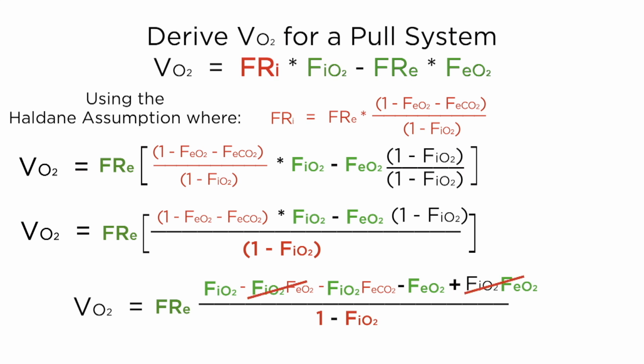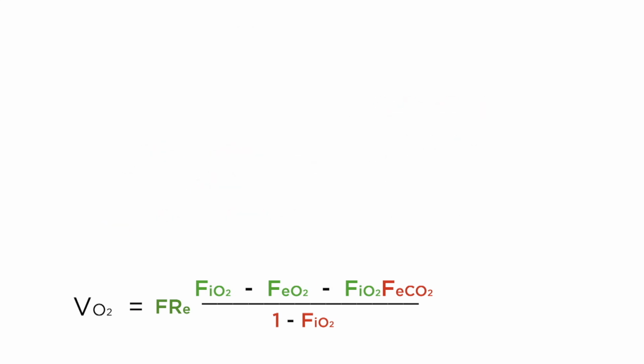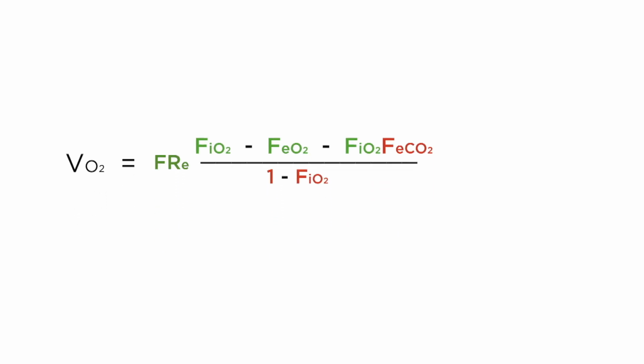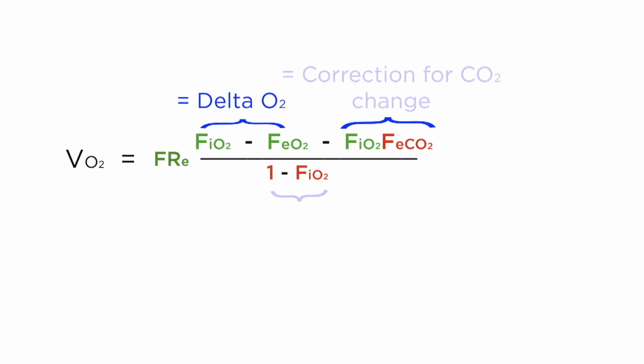Watching closely, two terms cancel in the sum, and we arrive at the final form of the equation. Note how the terms that make up the equation have specific meaning. The first two are what is often called the delta O2, the difference between in-current and X-current oxygen concentration.